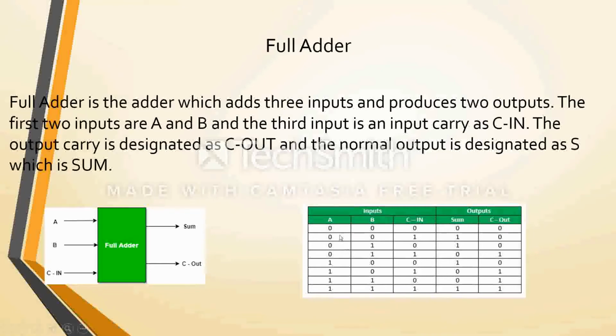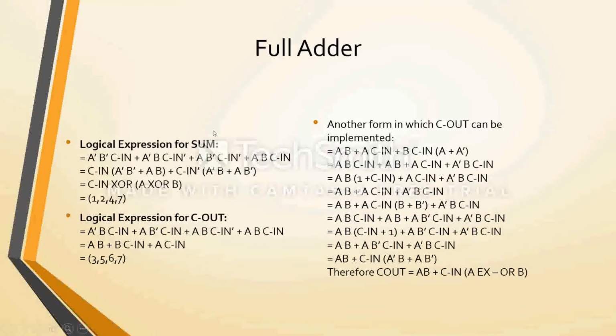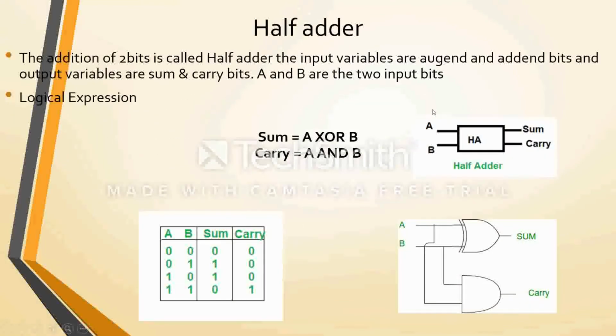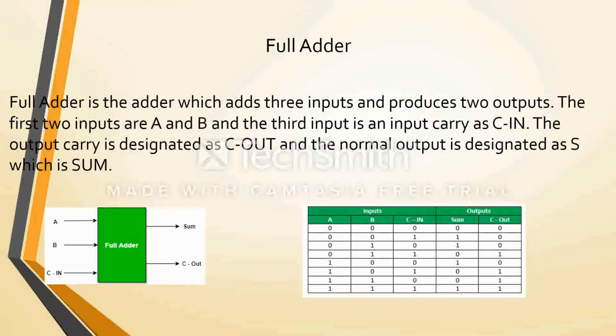Here you can see the truth table for A, B and C in and how sum and carry out are obtained. The expression for sum is A XOR B XOR C in, and for C out it is AB plus B C in plus A C in. So we can obtain C out in other formats also. Anyways, what is required here is you have to remember the expression for sum and carry for half adder, the expression for sum and carry for full adder, and the difference between the half adder and the full adder.